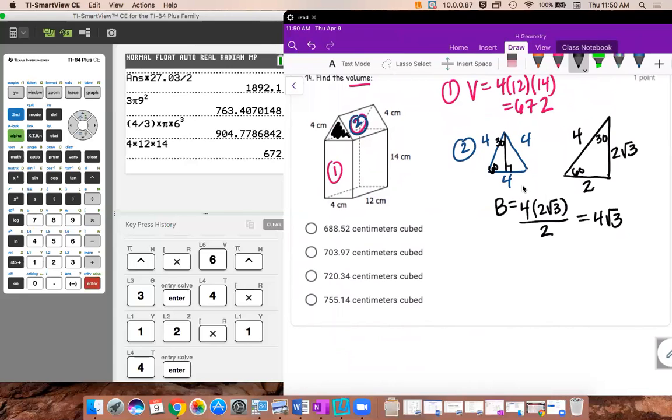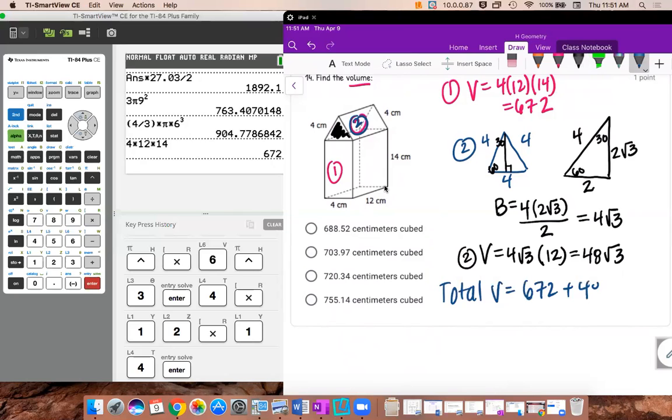Now to find the volume of this entire part, we do the area of the base times the height, which in this case is 12, because the height is 12 going along here. So this becomes 48√3. If I do 12 times 4, I get 48. And so this is our volume number 2. Now to get the total volume, we just add those 2 things together. So we're going to take 672 plus 48√3.